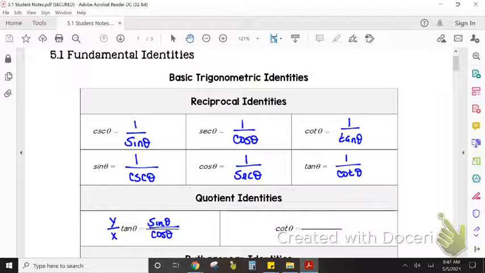And then, of course, cotangent of theta is its reciprocal, or we could say that it's x over y. And so we know that x was our cosine, y is our sine, and so we can say that cotangent of theta is equal to cosine of theta over sine of theta.